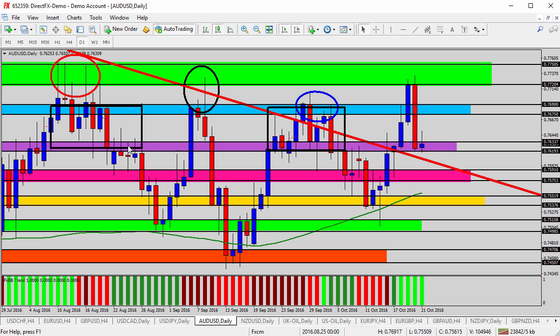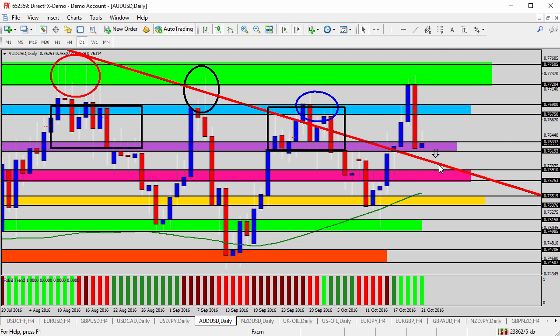We're finding support at the purple zone. We've seen support here. We've seen resistance. We've seen support. We're seeing resistance. So now we're finding support again. If we're going to have any confidence in the breakout lower, it needs to break out back underneath this purple shaded area. That's 76.20. 76.20 is the bottom of the purple zone.